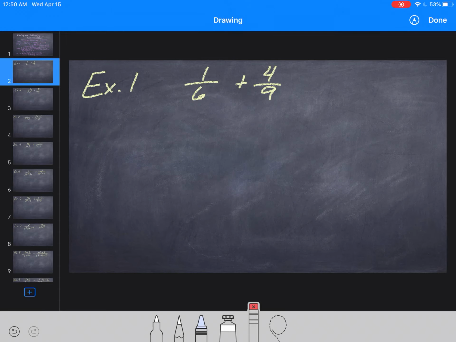Let's take a look at example 1. You'll notice that these are not rational expressions. These are just fractions that we're going to add together. I'm going to work it out, and then I'm going to show you how it's related to the steps that we are going to be using for rational expressions.